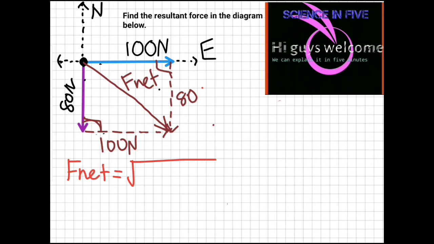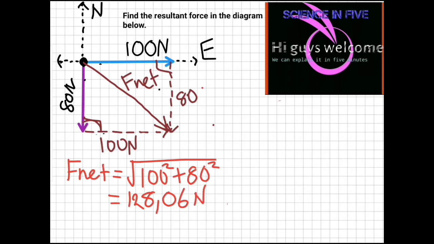Guys, we've talked about the theorem of Pythagoras in one of our videos. You might want to check that out as well. So, the square root of 100 squared plus 80 squared will give you 128.062, which you can round off to 128.06 newtons to 2 decimal places. So that is the top part, the theorem of Pythagoras.